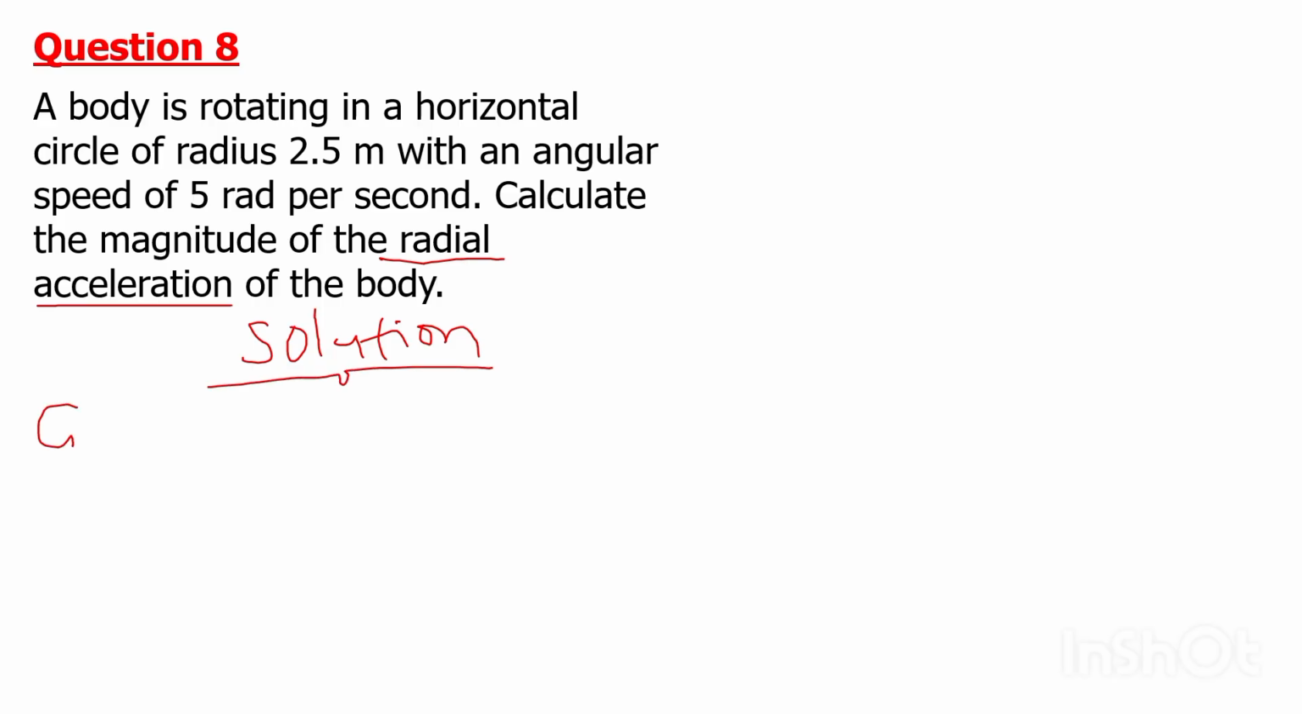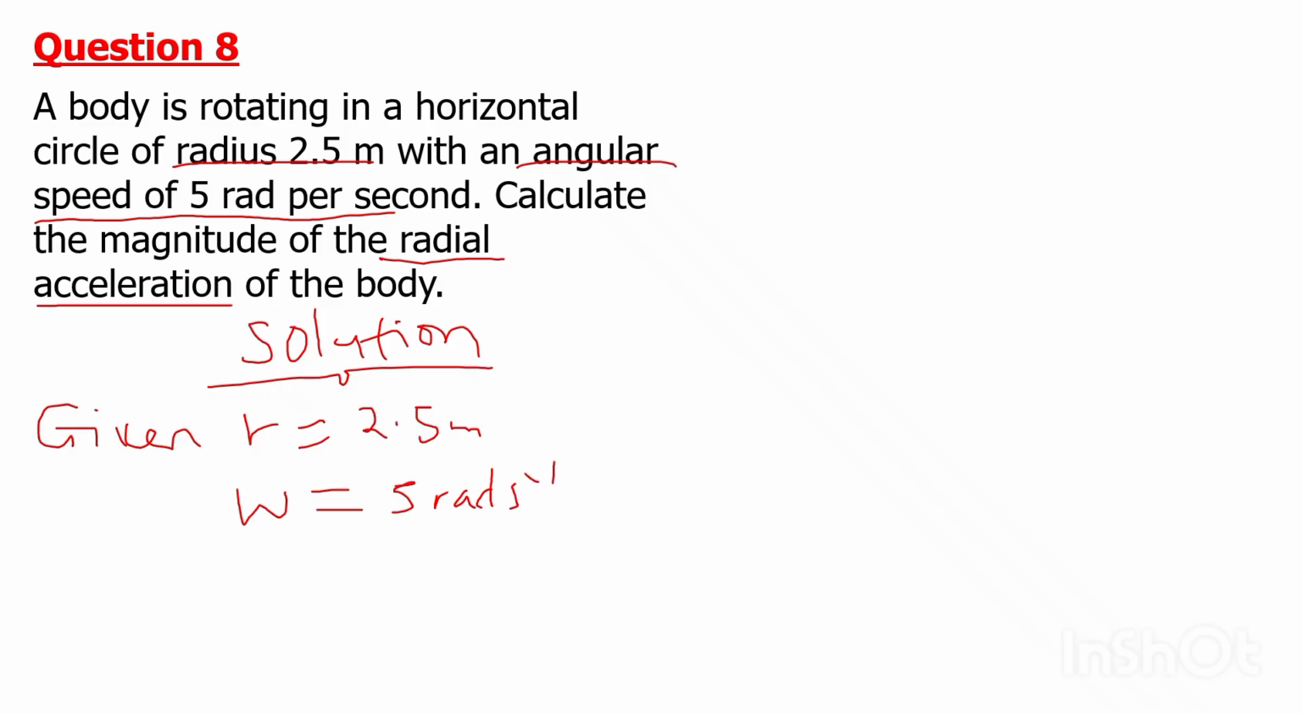Solution. Given, let's identify. R is 2.5 meters. Speed, this is angular speed. Please don't mix it up. Omega is angular speed. V is the linear speed. Angular speed in rad per second is given as 5. Then we are looking for a. Which formula are we going to use? Remember that acceleration, centripetal acceleration, this time around radial acceleration, is v squared over r.